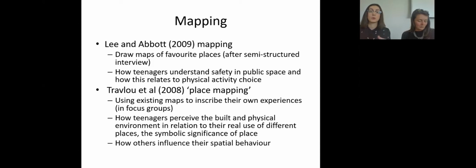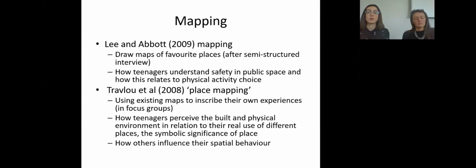So together with the participant, you might collaborate to develop a map, or you may give them one question like draw your neighbourhood, and they draw it themselves without much prompt from you. Again, it does depend on how you want to use that method. Travlou et al. in 2008 used place mapping, which used existing maps to inscribe their own experiences onto.